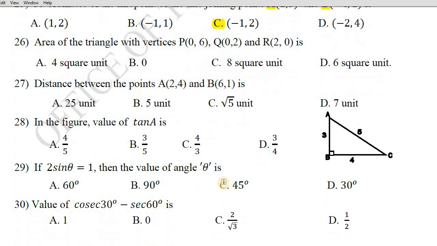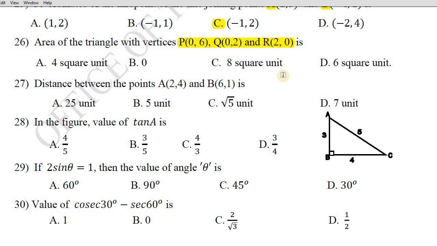Let's see another question. Area of triangle with vertices P(0, 6), Q(0, 2) and R(2, 0). In every model question paper it is repeated, children. Not the same problem, the same kind of problem is repeated. Means there is a problem on the area of a triangle finding formula. Here the given options are 4 square units, 0, 8 square units, 6 square units.